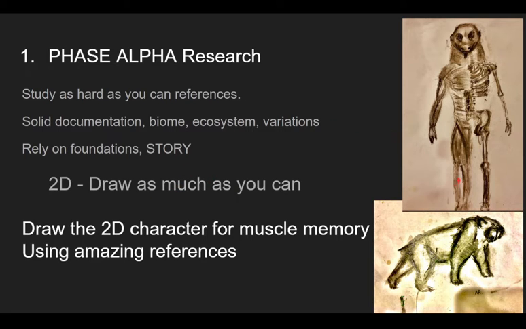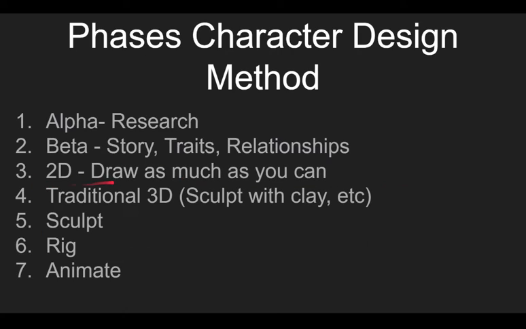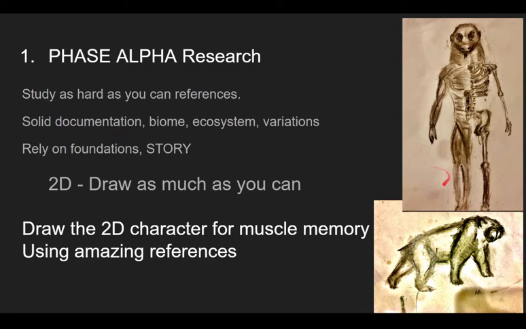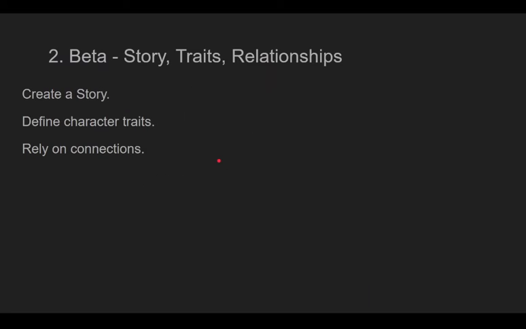So, for example, these images are 2D images that I made for the 2D drawing phase. So you need to study references of the animals you are working with or the characters. You need solid documentation. You need to study biomes, ecosystem variations, and also rely on foundations. Create a great story. Your most powerful tool is your imagination.